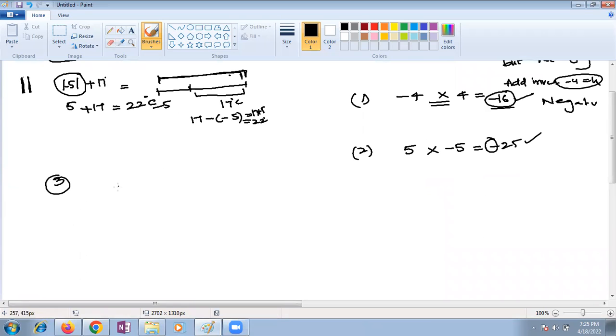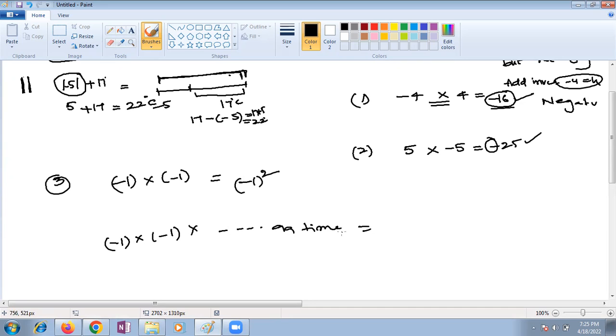Very good. Suppose -1 multiplied with -1. If you express it in exponential form, how are you supposed to express it? -1 to the power 2. Yes, exponential form means power notation, children. So suppose -1 multiplied with -1, 99 times. That is -1 to the power of 99.